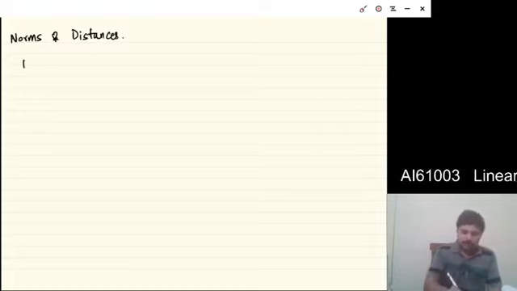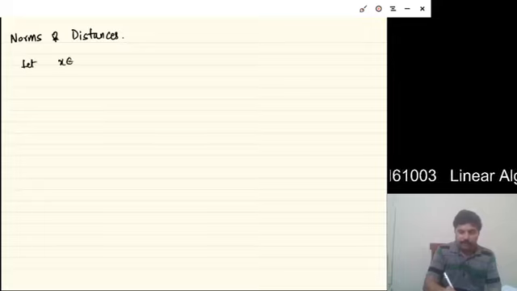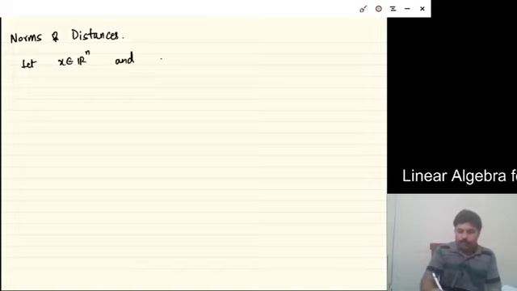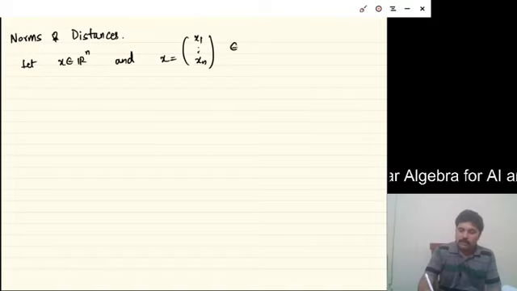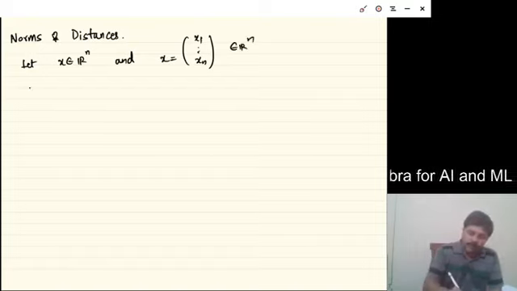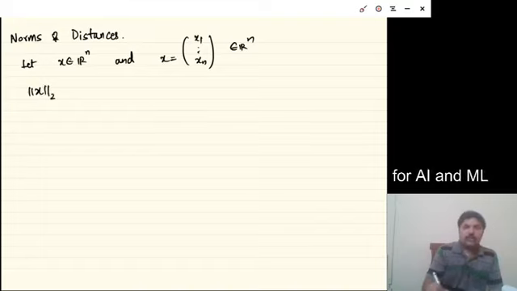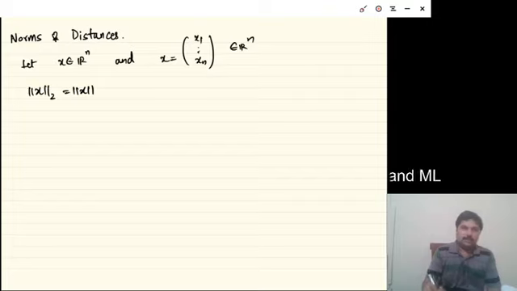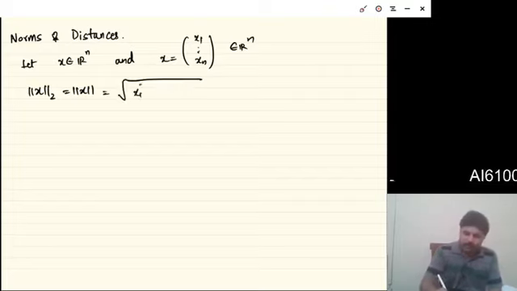Let x be a vector in Rn, and just to revise the notation, x is equal to x1 up to xn. It's an n-vector. x1, x2, xn are components of this vector x. Then the 2 norm of x is defined as the square root of x1 square plus x2 square plus xn square.